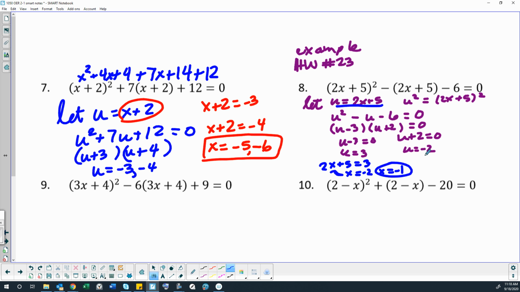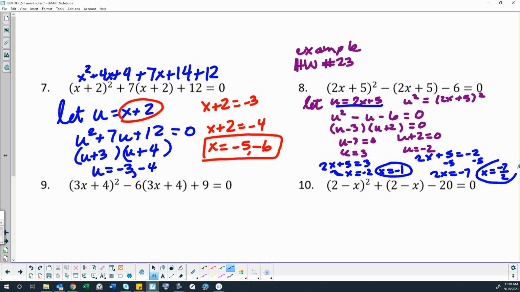And here we get, let's see, 2x plus 5 equals negative 2. We're going to subtract that 5 from both sides. So we get 2x equals negative 7. So then x equals negative 7 halves.